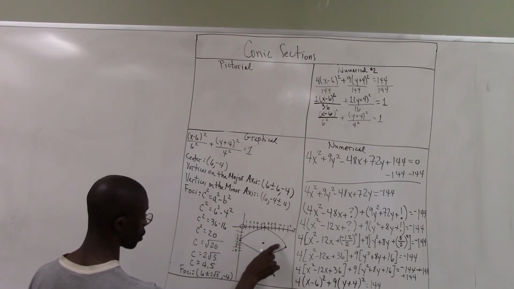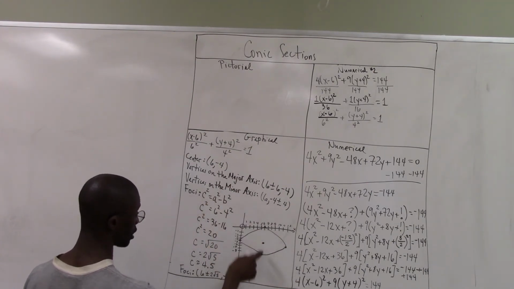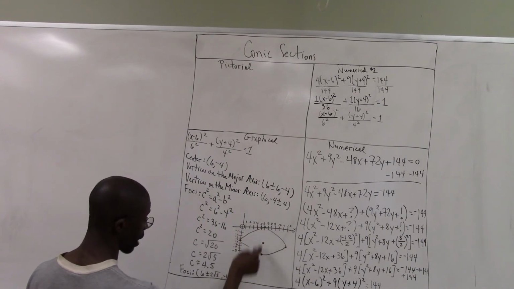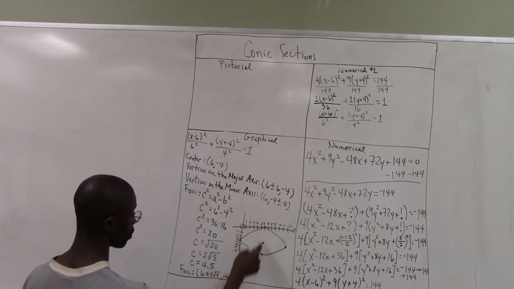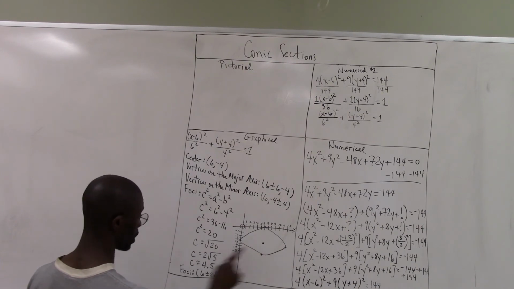That's why the horizontal direction is called the major axis, and in this case, the minor axis is the shorter axis. That's why it's the minor axis. The vertical is shorter than the horizontal as it relates to the ellipse.